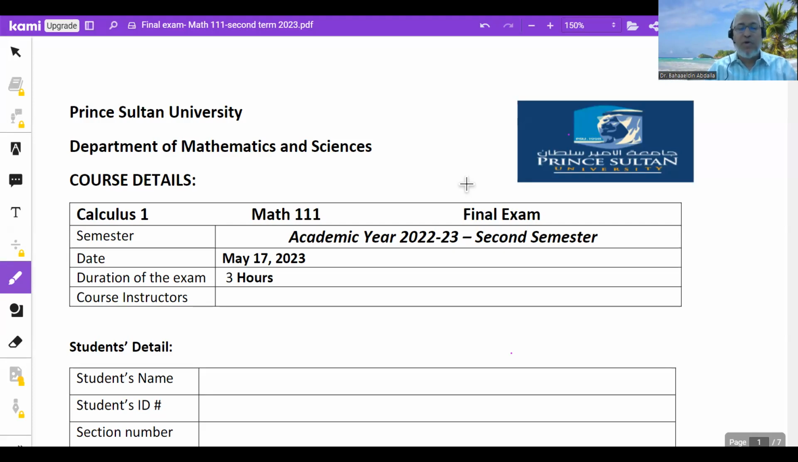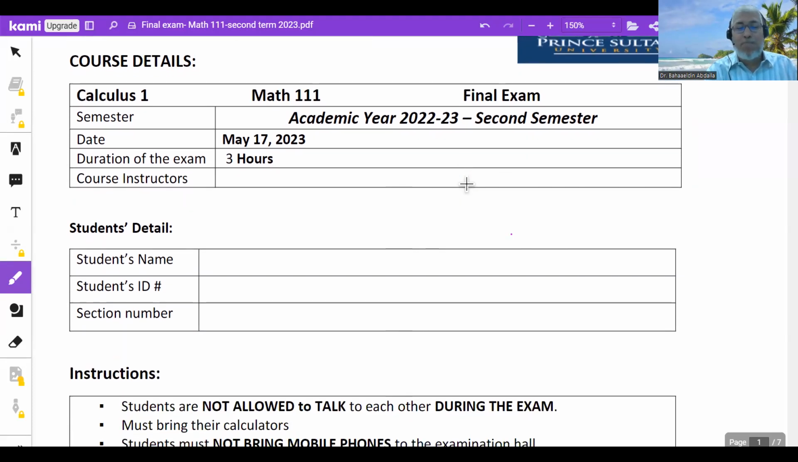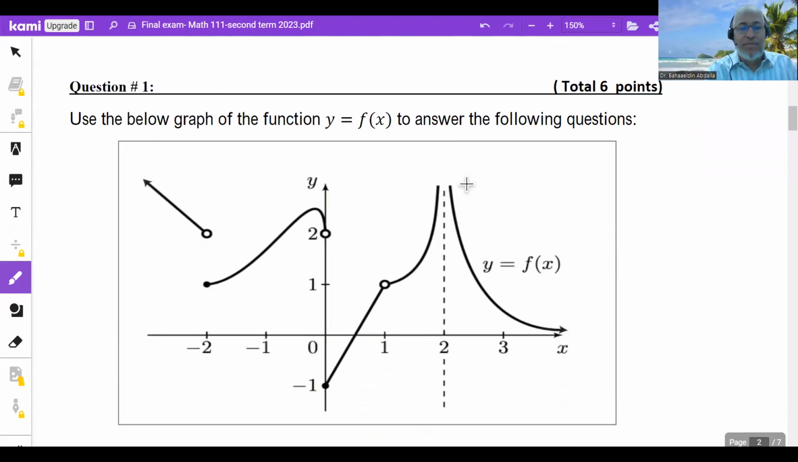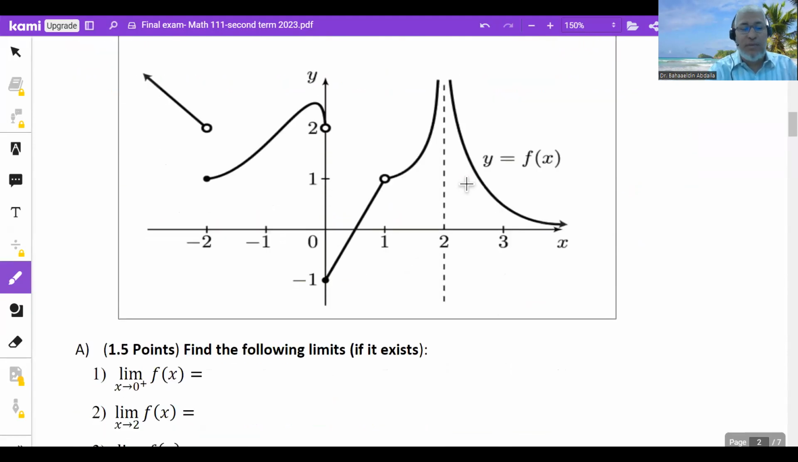This is Math 111, Term 222, final exam. Let us see the final and solve it together. First question, we have a given graph of a function, and we need to find the limit of the function when x approaches 0 from the right.